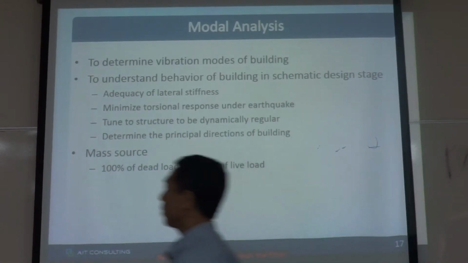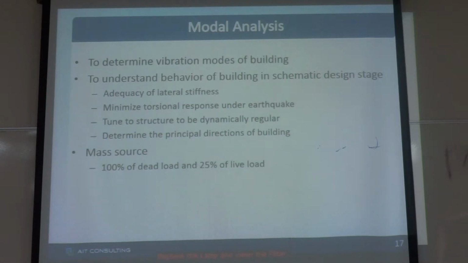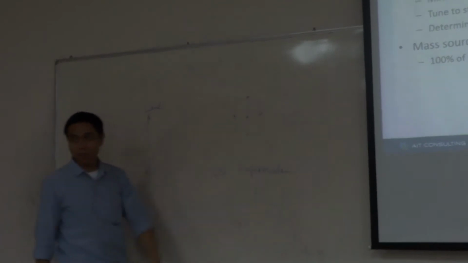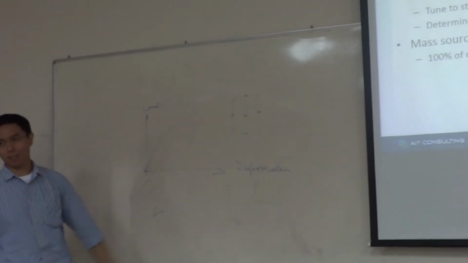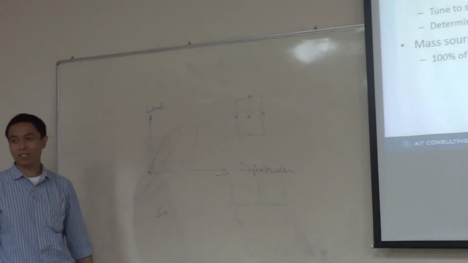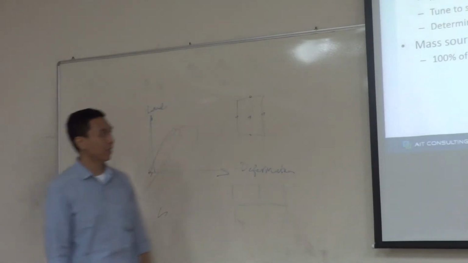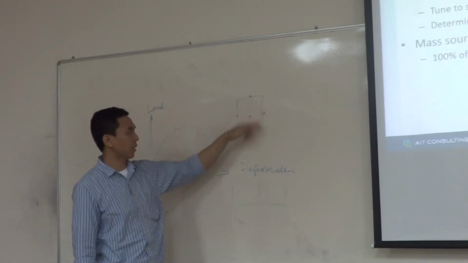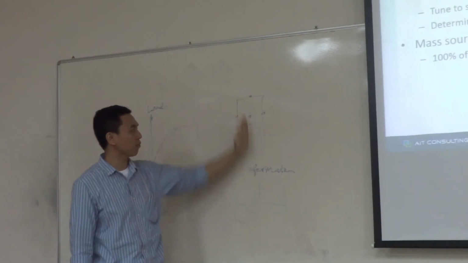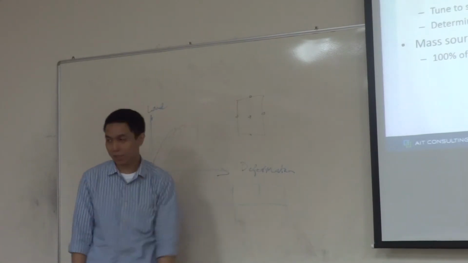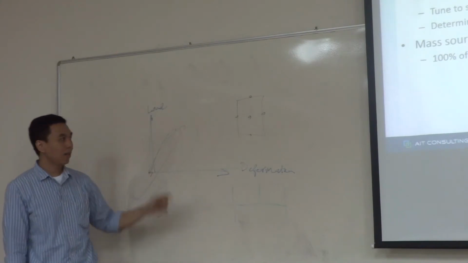Normally for a rectangular building, the principal directions will be this and this direction. But for an L-shaped building, it will not be X and Y. You have to calculate according to the stiffness. That can be determined from the modal analysis. For example, for a rectangular building, if you apply the seismic force in this and this direction, you will get the maximum design forces. Okay.